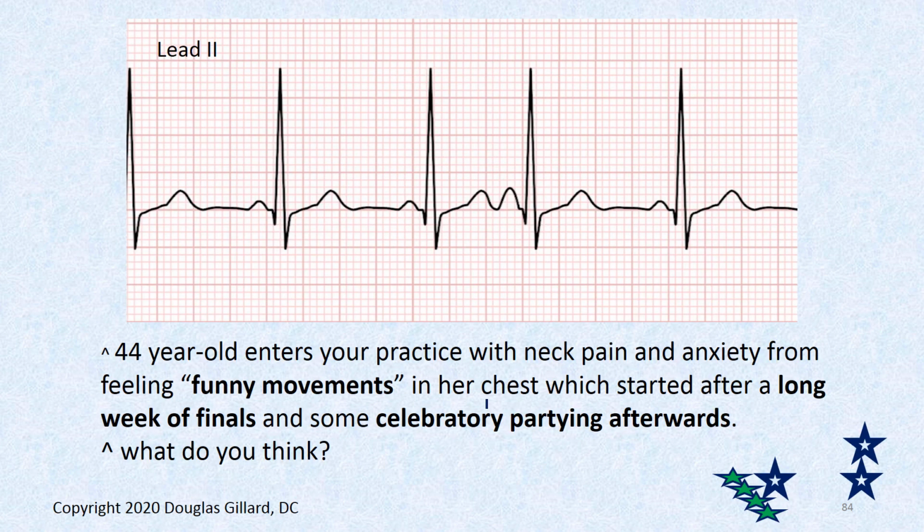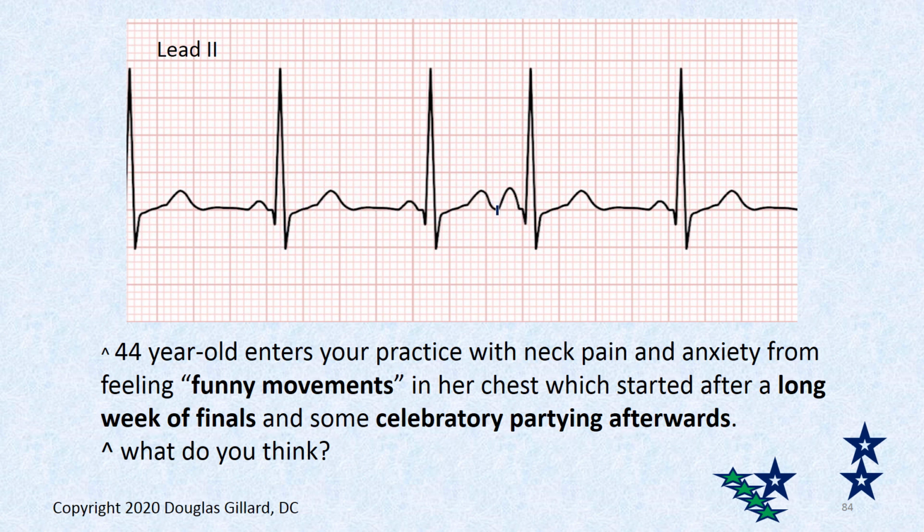A 44-year-old enters your practice with neck pain, anxiety, funny movements in the chest. What do you think? Well, look at the RR intervals. Whoa, you can see them, right? They're short there. So that usually means this is the culprit. So let's look at a normal one first. There is a kind of short PR segment normally in this person. But nevertheless, that is normal for this person.